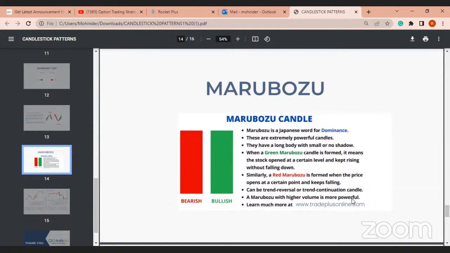A Marubozu with higher volume is more powerful. If the candle opens here and has a very large body, for instance it starts from 400 and goes to 410 or 450, moving 3 to 4% in one go, then it indicates more power, more volume, and more involvement of buyers. When you have more volume as well as more involvement of buyers, it is most powerful because we can understand the sentiment of the market. So the more power and volume it has, the easier it is to say that the Marubozu candle can be a really good candle in making your decisions.